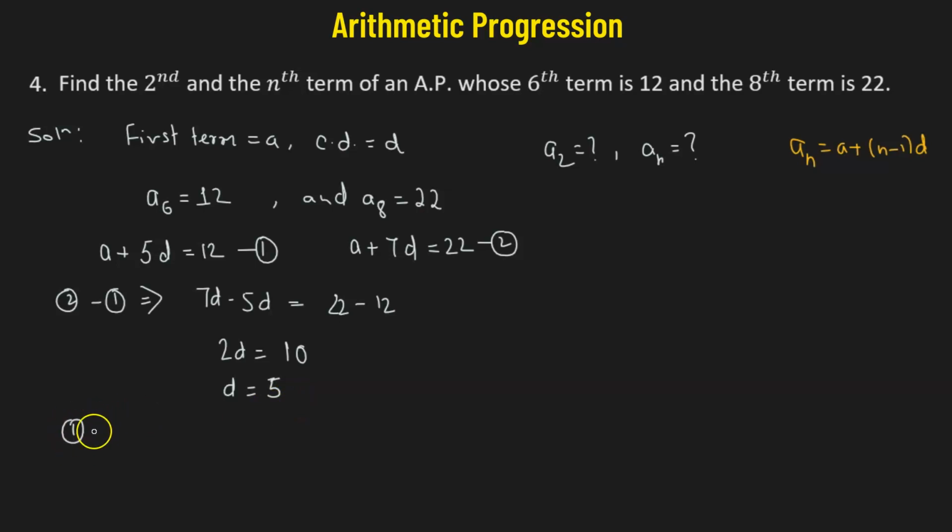We can use equation number 1 to obtain the value of a. So a will be equal to 12 minus 5d. So d here is 5. That means we have 12 minus 25, and this is going to give us the value negative 13.